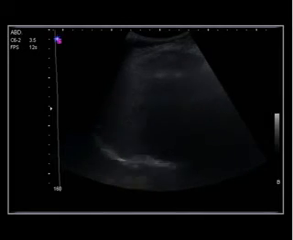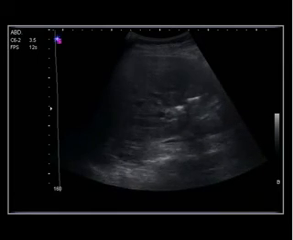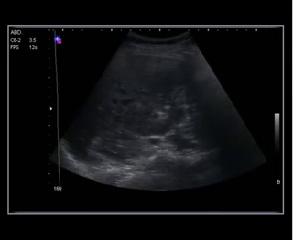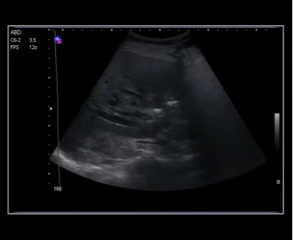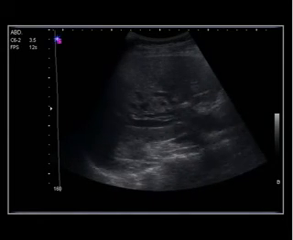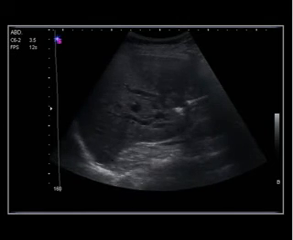This is another example of the same finding in a patient who had choledocholithiasis, as well as intrahepatic cholestasis. Just an overview of the transverse of the liver here, we just see that there's a lot of tubes. And when you see too many tubes, you have to be worried about intrahepatic cholestasis.